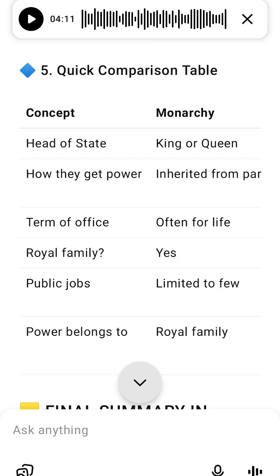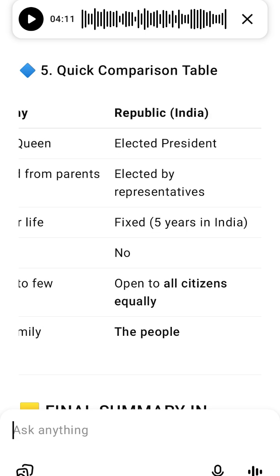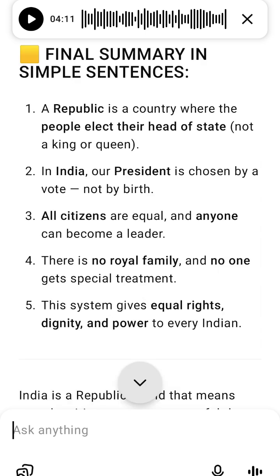Final summary in simple sentences. 1. A republic is a country where the people elect their head of state, not a king or queen. 2. In India, our president is chosen by a vote, not by birth. 3. All citizens are equal, and anyone can become a leader. 4. There is no royal family, and no one gets special treatment. 5. This system gives equal rights, dignity and power to every Indian.